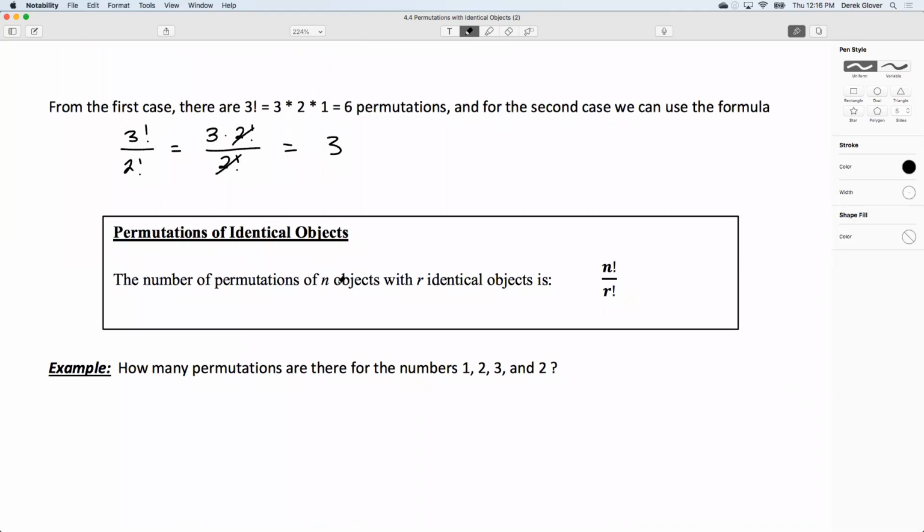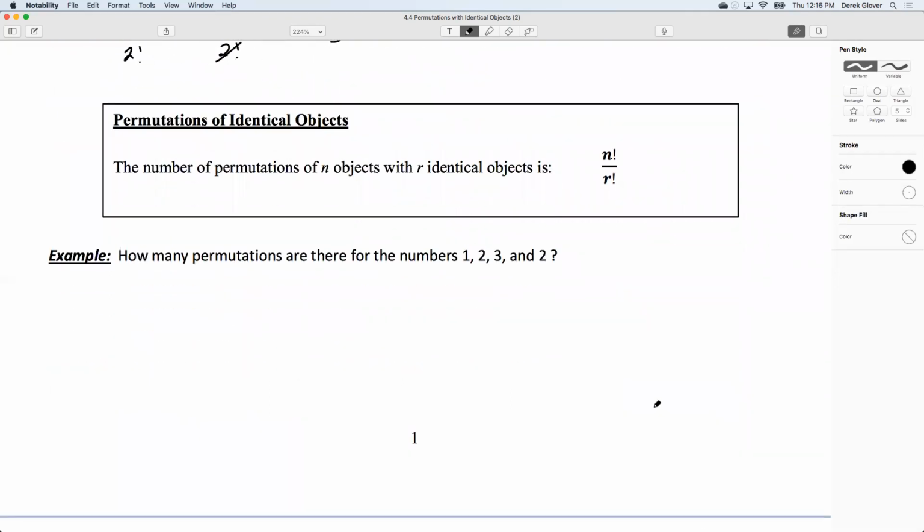So the number of permutations of n objects with r identical objects is n factorial over r factorial, where r is just the number of repeated things. So this is actually a really simple formula to use, as long as you have the right situation to use it. So how many permutations are there of the numbers 1, 2, 3, and 2?